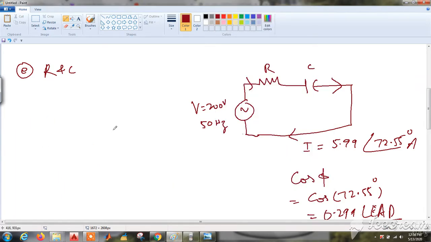Now we can draw the power factor phasor diagram, that is in this case current will lead the voltage. So let us draw the voltage first. If we take voltage as a reference, V is equal to 200 volts. The current is leading the voltage by 72.55 degrees. So like this you can draw. This is 72.55 degrees and the value of current is 5.99 amperes. We know that you can also draw the other way around, as I have shown you last time. Now let us move on to series RLC.